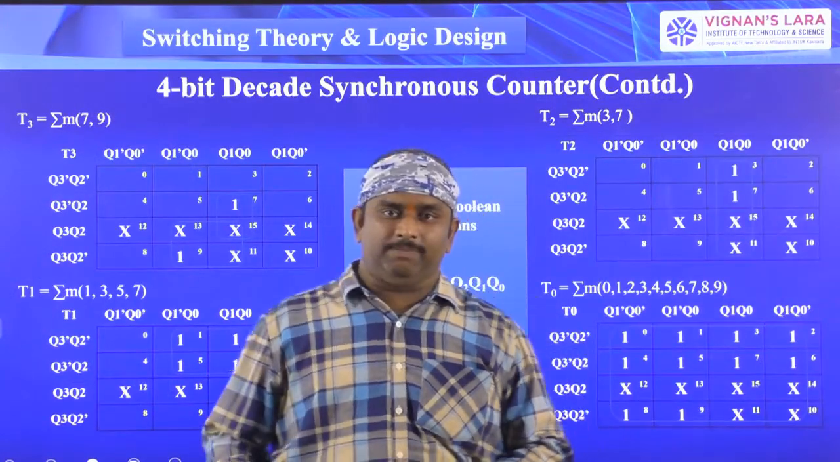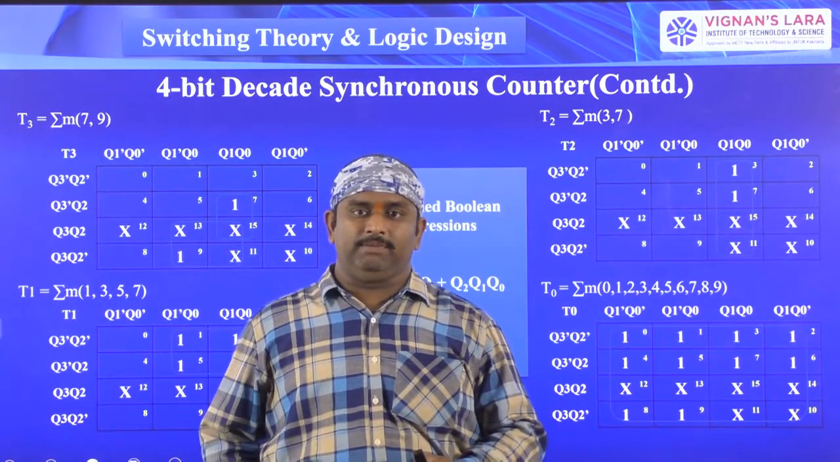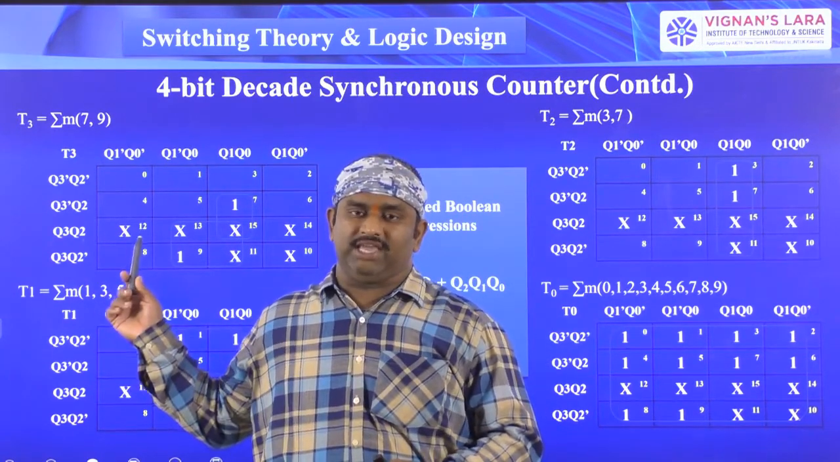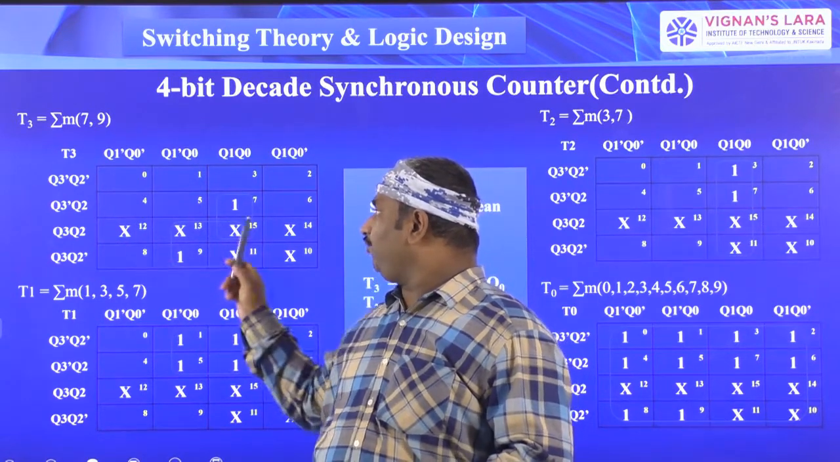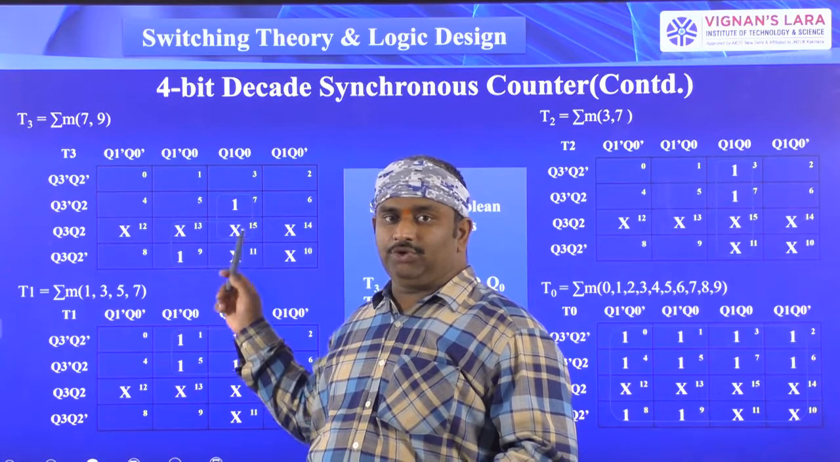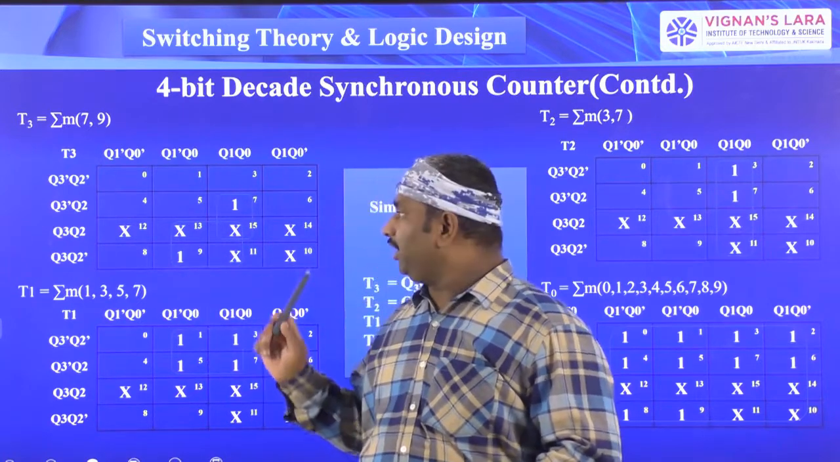Now the next step is the K-map minimization process. When you are drawing this K-map, take the 10, 11, 12, 13, 14, 15 combinations with cross mark representation. These are the don't care combinations.